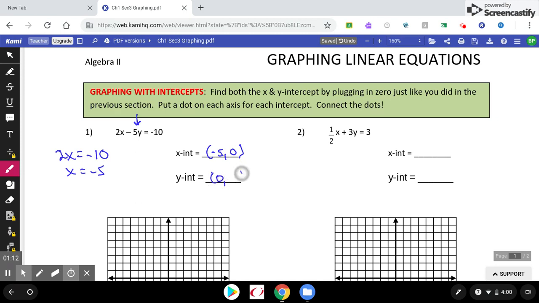Which means this guy has got to be 0 comma something. So again, go back to the original problem. This time, if we plugged in a 0 for x instead, it would make the x go away. And if the x went away, the only thing that would be left would be the -5y and the -10. So again, solve like you normally would, divide by -5. And I get +2.